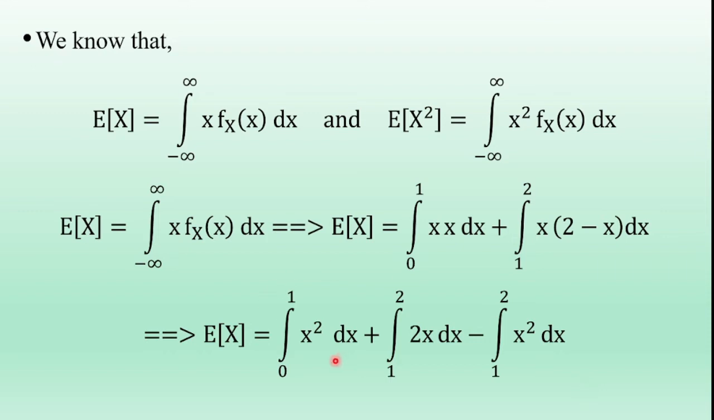Integrating, integral x square dx is x cube by 3 over 0 to 1. 2 is the constant. Integral x dx is x square by 2 over 1 to 2. Integral x square dx is x cube by 3 over 1 to 2.